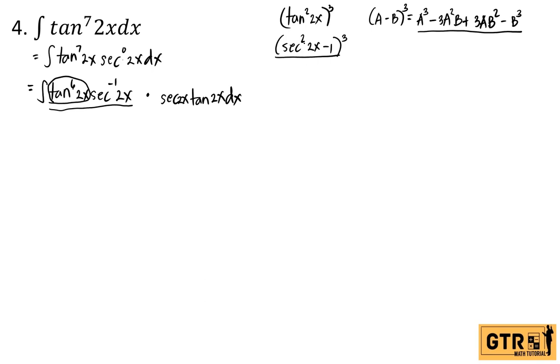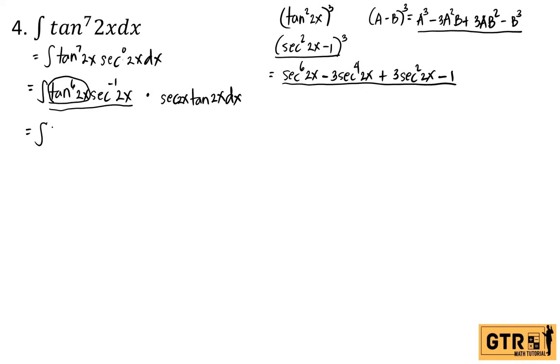So therefore, secant squared 2x minus 1 is equal to a cubed: secant squared 2x cubed, so just multiply the exponent. We have secant to the 6, 2x, minus 3 times the square of the first term, so that is secant to the 4th 2x times 1, so it's still this term. Plus 3 times the first term, secant squared 2x, times b squared, so b squared is 1, no need to write that 1. Then minus the cube of the last term, 1 times 1 times 1 is 1. Okay, so the value now of tangent to the 6x is this term.